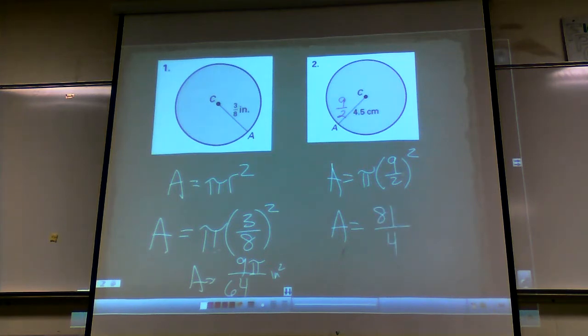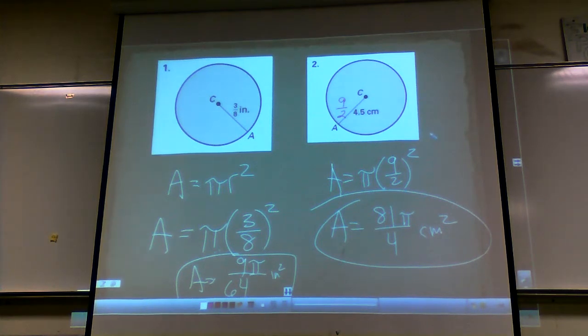81/4, right? The square top and bottom, and then the pi just goes on the end. Okay? So what I wanted to do is mostly just to remind you of what happens when you square fractions. And just to point out, if you see ones like that, guys, don't convert them to decimals. Okay, I want those in terms of pi.